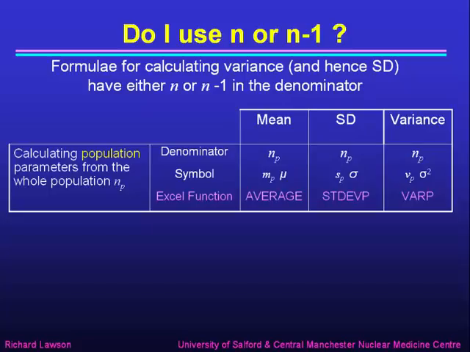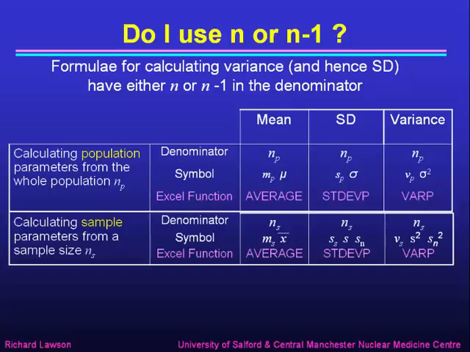If you want to calculate in Excel, the function for doing the mean is AVERAGE, and standard deviation is calculated using STDEVP, and the variance using VARP. The P at the end indicates that these are calculating using the population, which is what you might expect in that circumstance.